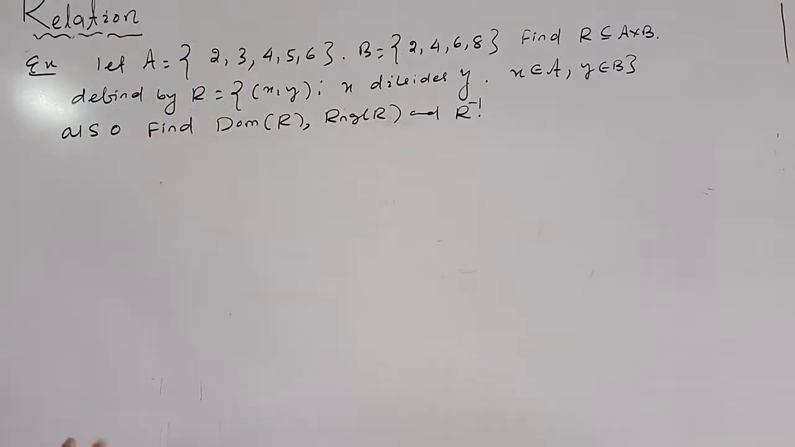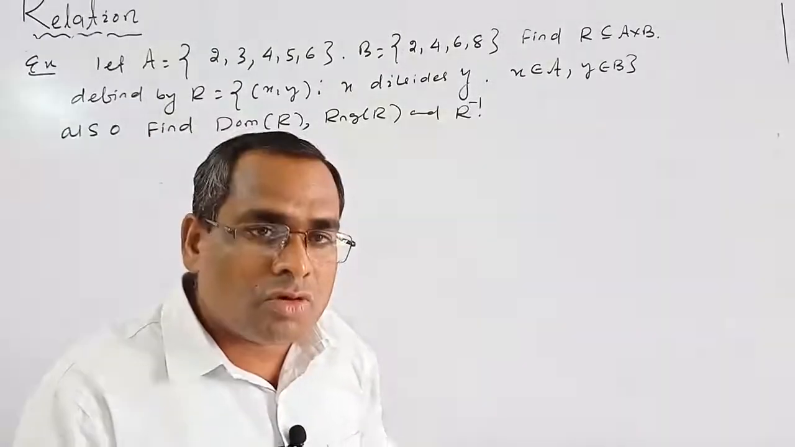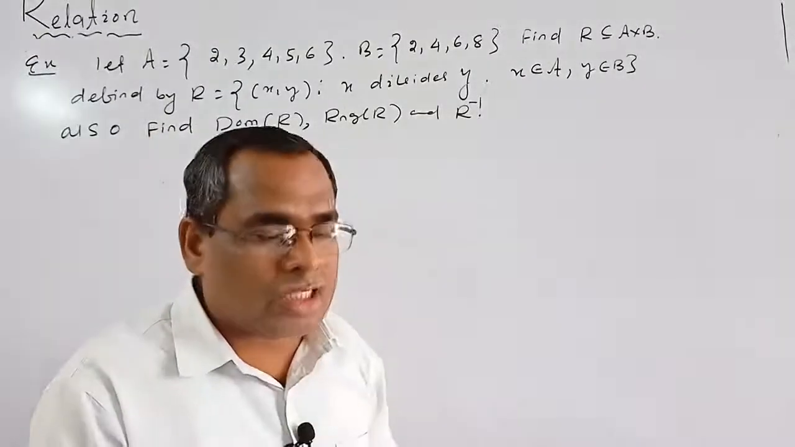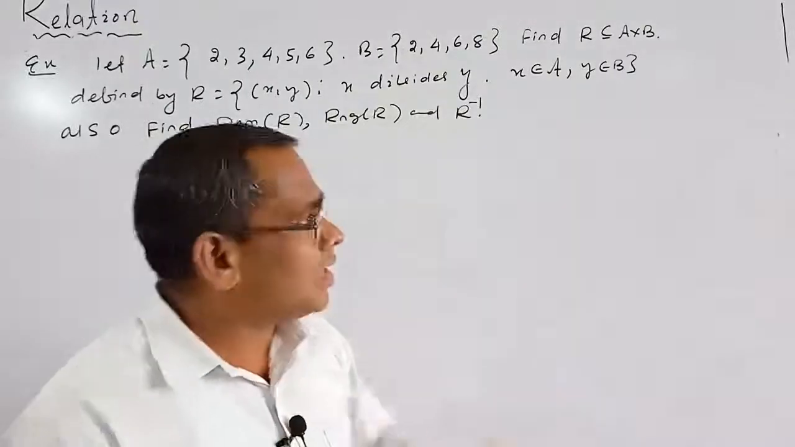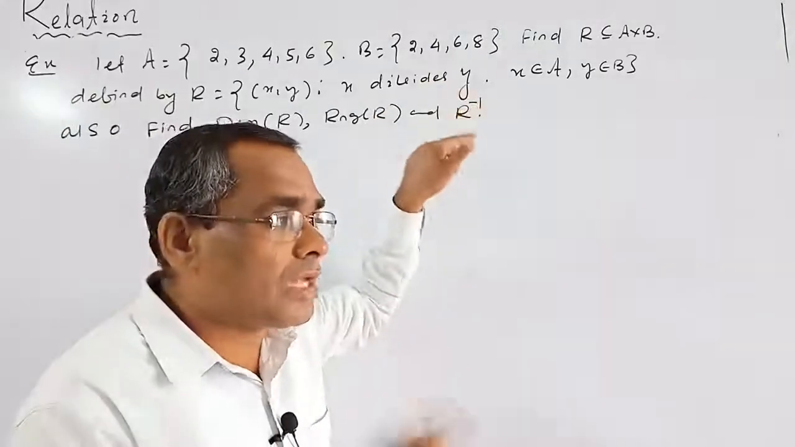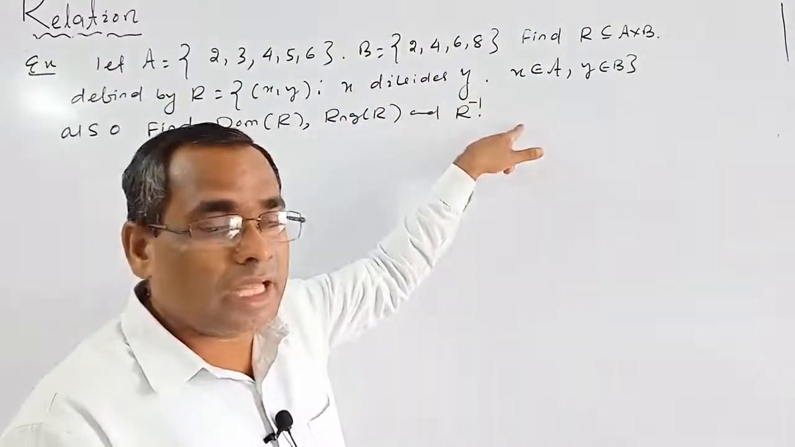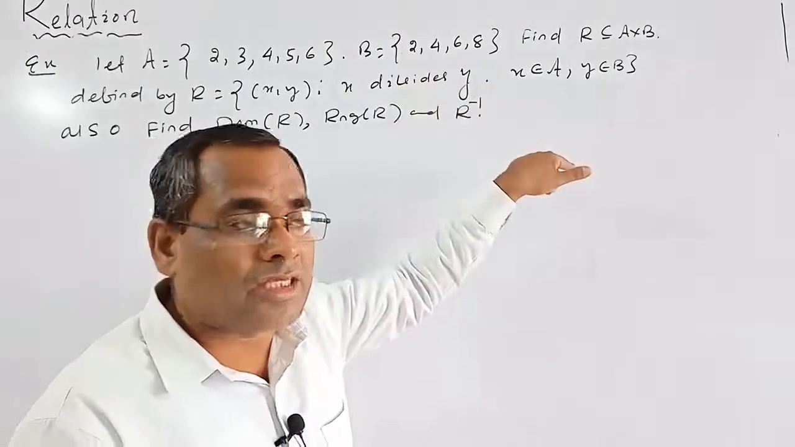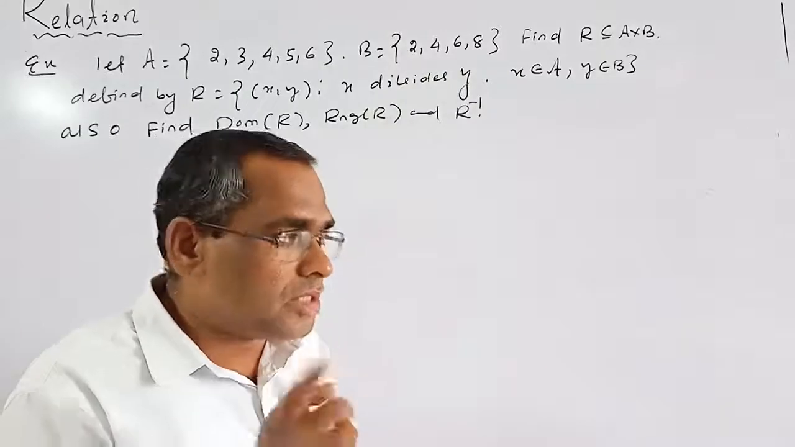So we collect the ordered pairs (x, y). Relation means we have to collect the ordered pairs (x, y), so what is the relation between x and y? Here x divides y. What is the meaning? x divides y means x is a factor of y, x is a divisor of y, that is, y is divisible by x.